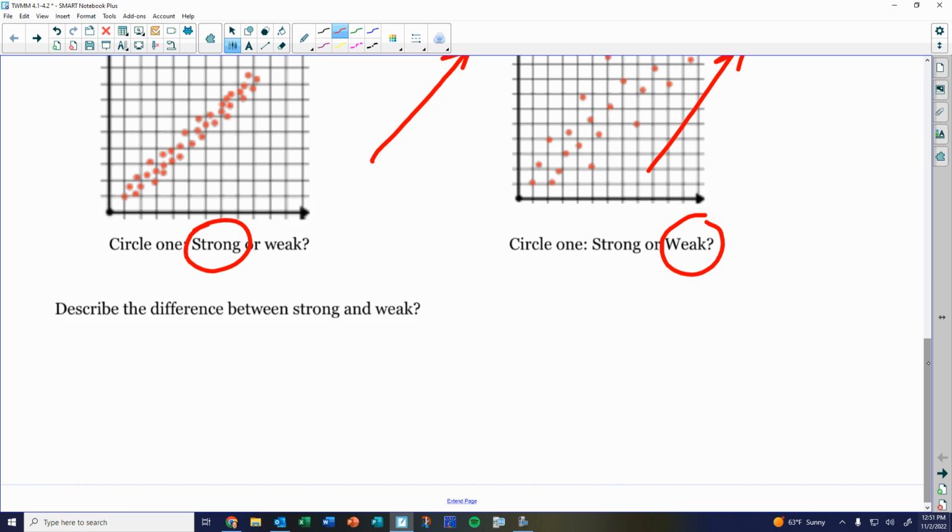So we'll write that down here. So for strong, points are closer together.